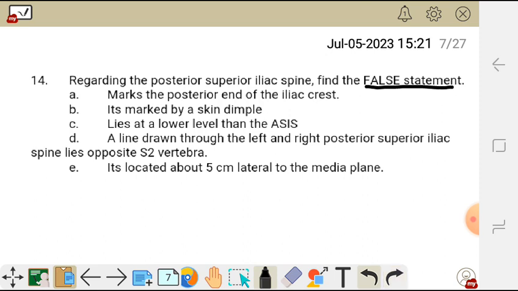So the false statement is E. It is located about 5 centimeters lateral to the median plane. So this is very false. So it's very incorrect. Why? Because it is not located 5 centimeters from the median plane. Okay, the posterior superior iliac spine is very close to the median plane. This 5 centimeters is too much. Okay, so that's why E is false.